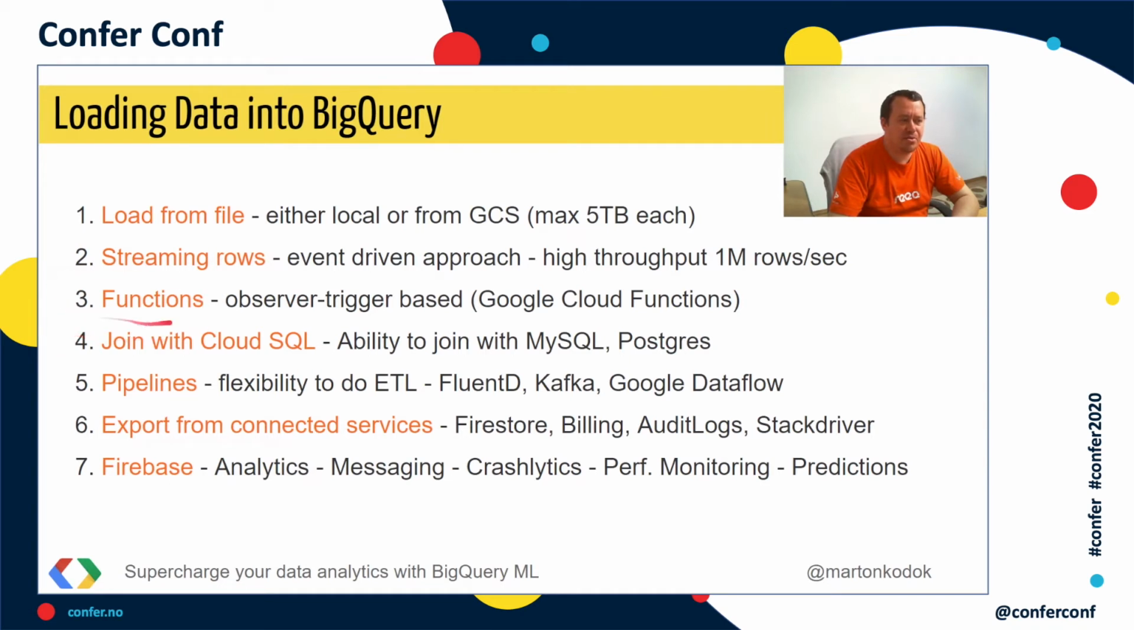It can use Lambda functions to load data into BigQuery. You can have an observer trigger based on different triggers, and then data automatically gets ingested or imported into BigQuery. As I mentioned, we can join with Cloud SQL, with the ability to cross-join with MySQL and Postgres, and others as well. I will have an example in a moment for that. Also, it has pipeline capability to do ETL with Fluentd, Kafka, Google Dataflow. It can export from connected services like other Google products such as Firestore, Billing, Audit Logs, Stackdriver, and it has a strong integration with Firebase. As nowadays people tend to develop more on Firebase, they can get the raw analytics, messaging, and performance monitoring predictions details out to BigQuery for raw analysis.